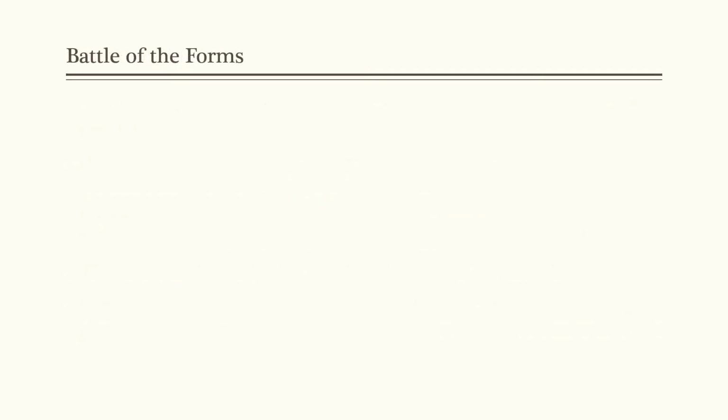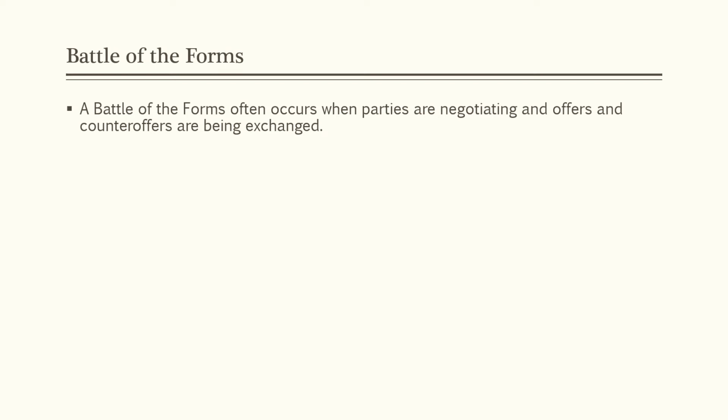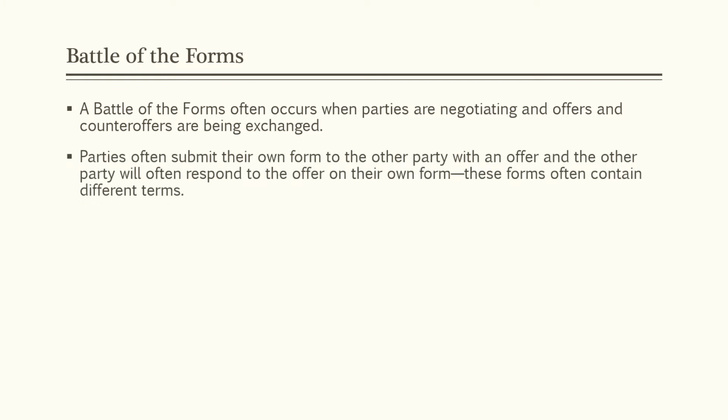As I mentioned a few slides ago when talking about contract formation in general, courts have to contend with the battle of the forms between parties to determine a contract's actual terms. As I'm sure you've seen, many contract forms have what they call boilerplate terms, often also known as the fine print, in their written documents. A battle of the forms often occurs when parties are negotiating and offers and counteroffers are being exchanged in writing. Parties often submit their own form to the other party with an offer, and the other party will often respond to the offer on their own form. These forms often contain different terms.